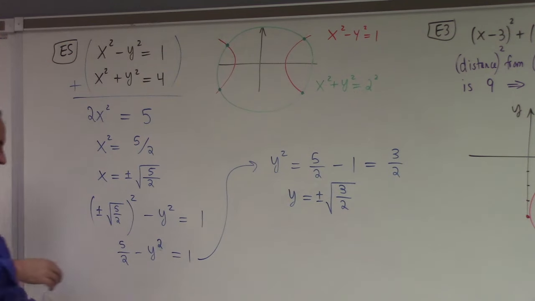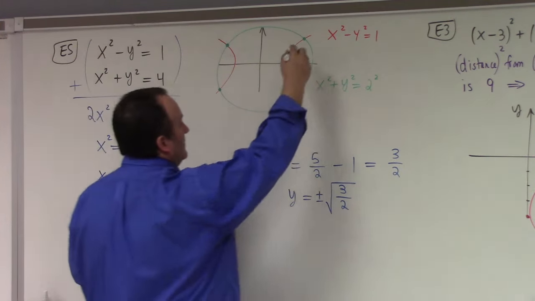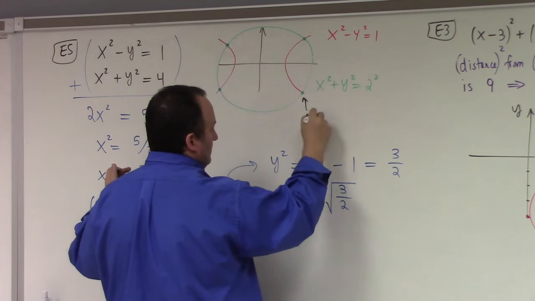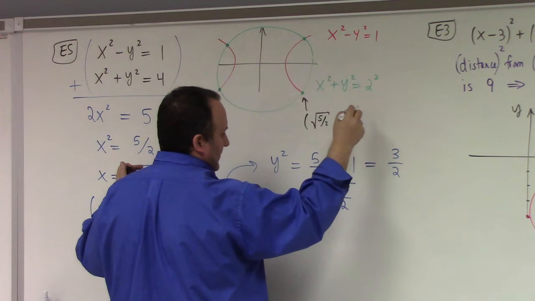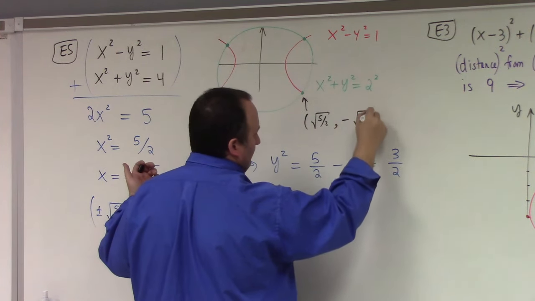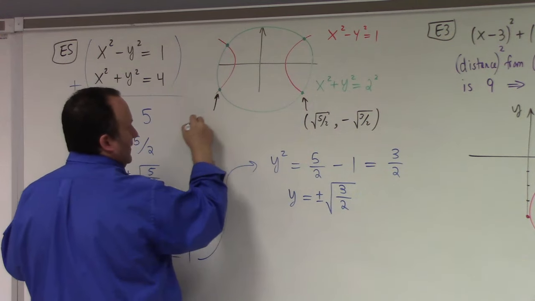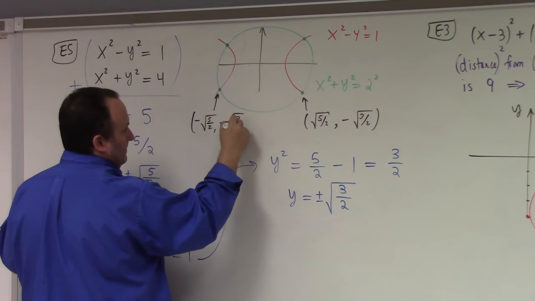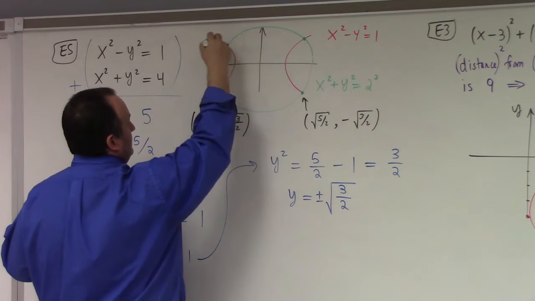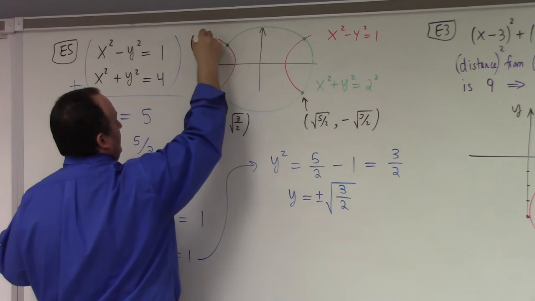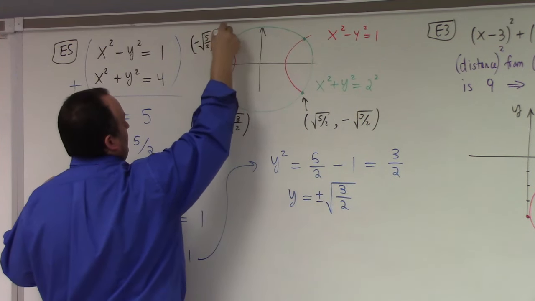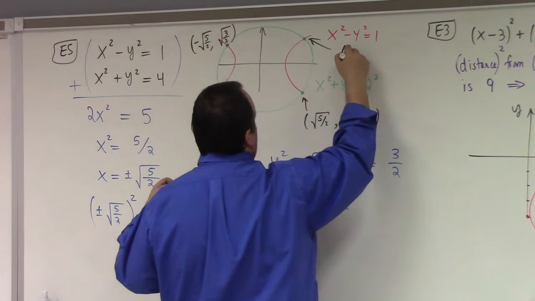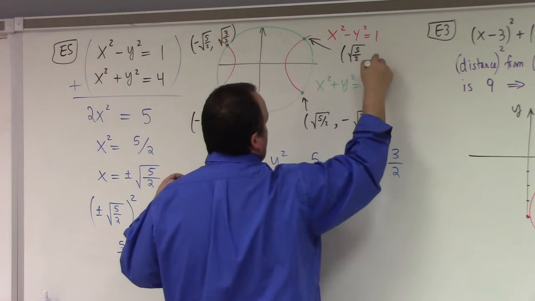And the 4 points that we get explicitly are, well, this one here would be x was what? Square root of 5 over 2? And the y is, in fact, minus the square root of 3 over 2. This point over here would be minus the square root of 5 over 2, minus the square root of 3 over 2. This point up here, minus the square root of 5 over 2, plus the square root of 3 over 2. And finally, this guy up here would be square root of 5 over 2 comma plus the square root of 3 over 2.